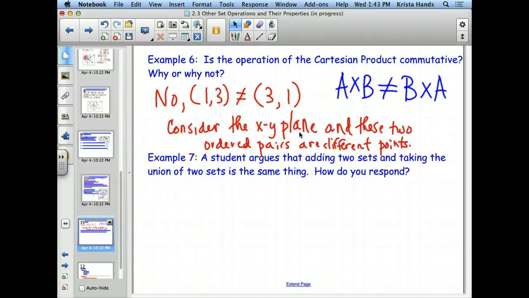The other question to talk about on this one, sort of a conceptual question, is the student argues that adding two sets and taking the union of two sets is the same thing. How do you respond? So let's start with, what in the world is a union? What do we do when we find a union of two sets? So you combine them together and you take everything, right? So we were listing out all of the elements that were in both sets, right? So that's the union.